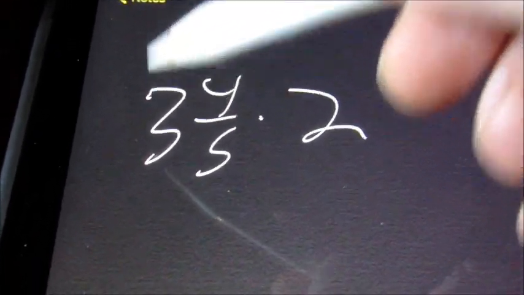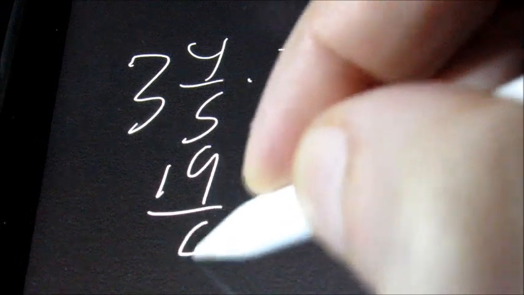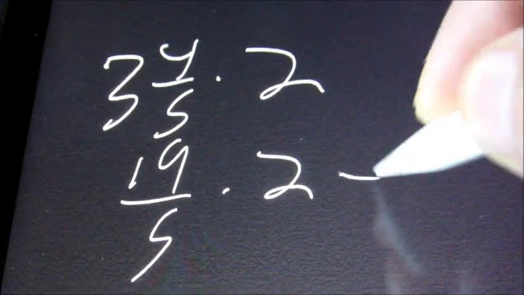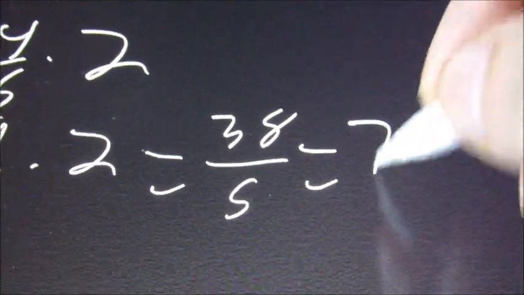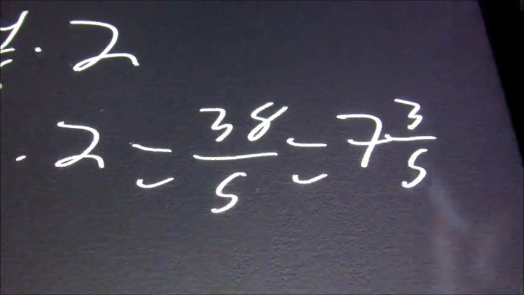Let's look at one, though, that has 3 4/5 times 2. Okay, so this one has a whole number. So we just need to change this one into an improper fraction. 3 times 5 is 15, plus 4 is 19 over 5 times 2 equals, so now just 2 times 19 is 38, and it's over 5. Now we need to turn it into a mixed number. 5 goes into 38 7 times with 3 remaining, so it's 7 3/5.